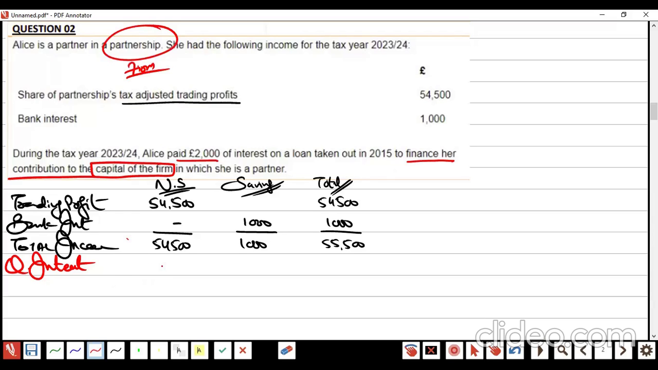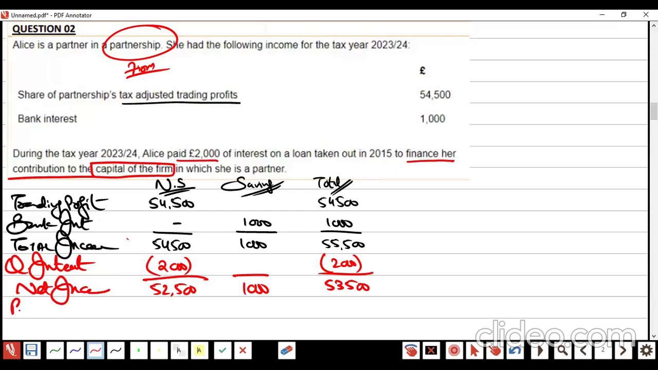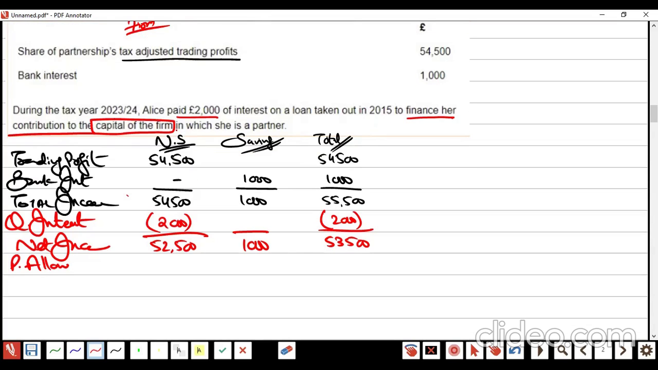So it's a qualifying interest of 1,000. So let's deduct it, and that is known as net income. After net income, you will get a call from personal allowance, and personal allowance will say, hey, Jumana, don't forget me. Okay, no problem. 5,000 pesos. Taxable income.